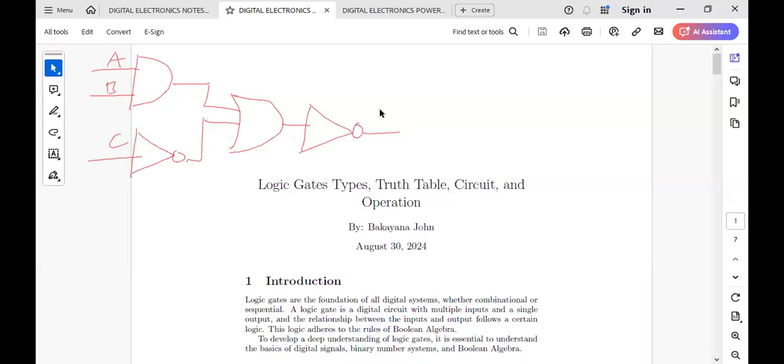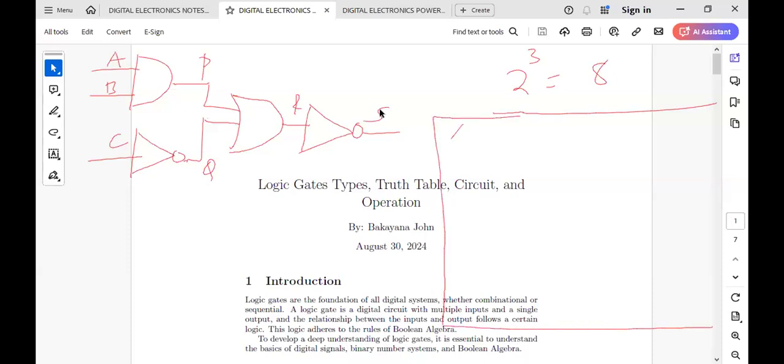So we can call this one P, we can call this one Q, R, and then we can call our final output S. So these are 3 inputs. Someone gave us a formula. If the inputs are 3, then the result is going to be 8 possibilities. So we have A, B, and a C. So what are the possibilities?